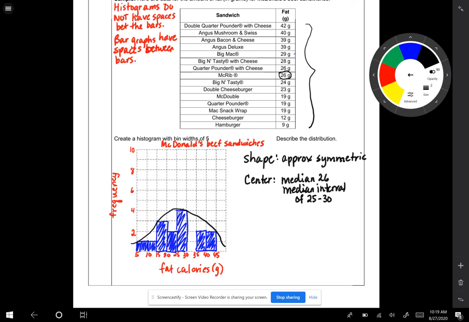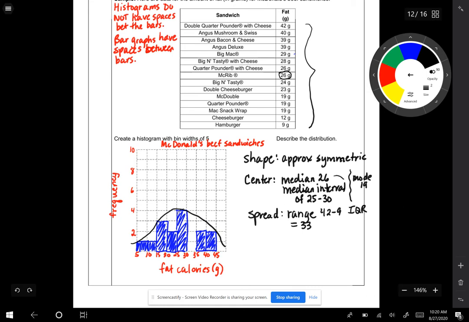If you had said mode, you could have said the mode was 19. The spread, if you use the mode, in this case, it would be easier, but not necessarily. So the range is 42 minus 9, so 33. But you can easily find the IQR, and I'm going to go ahead and do it.